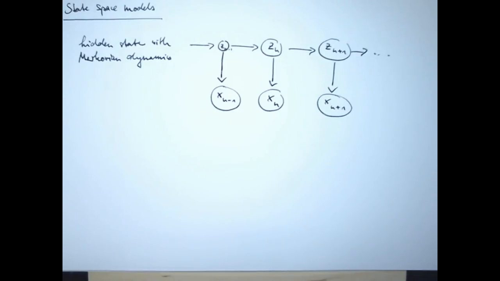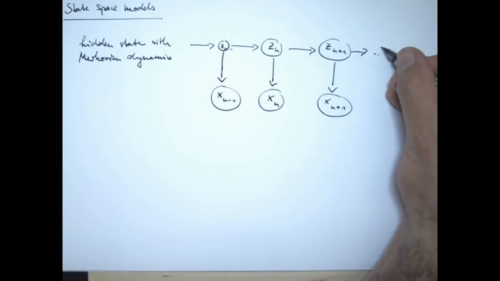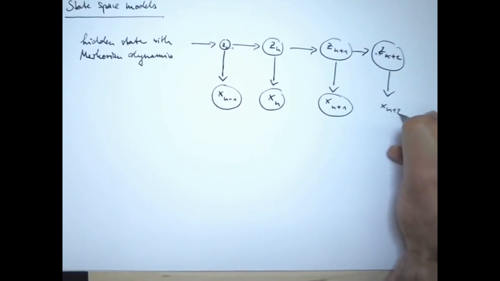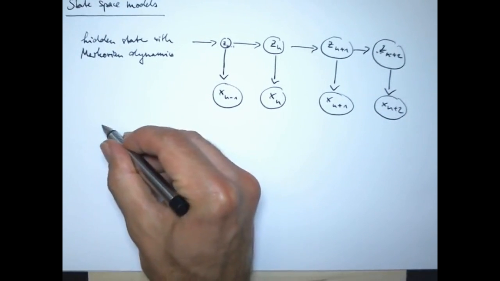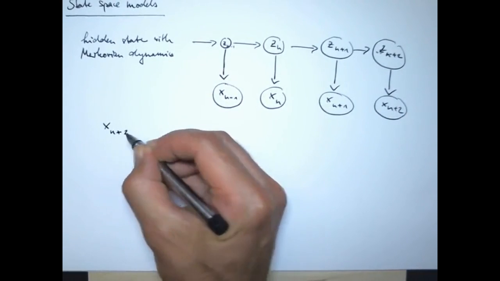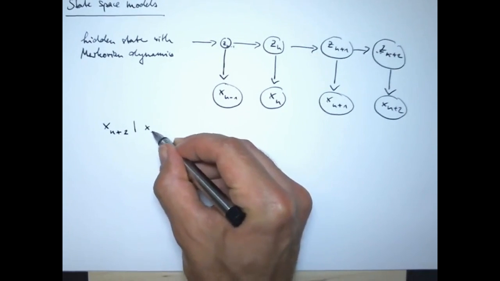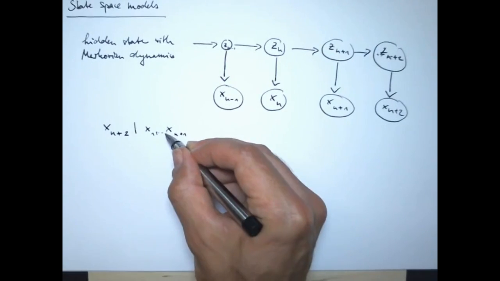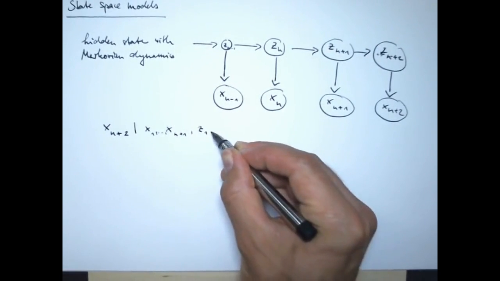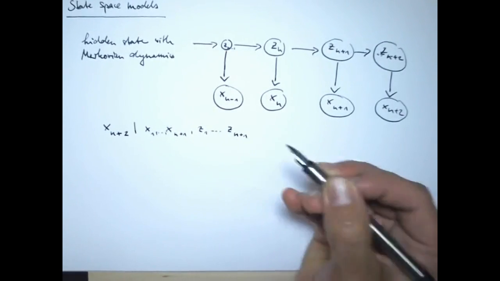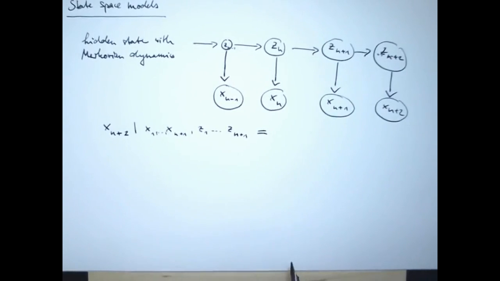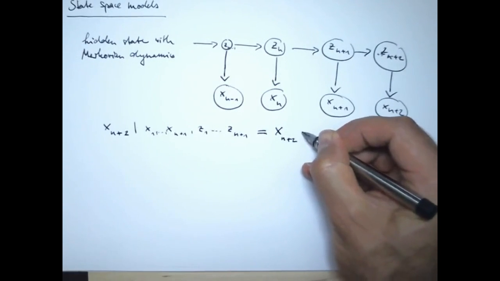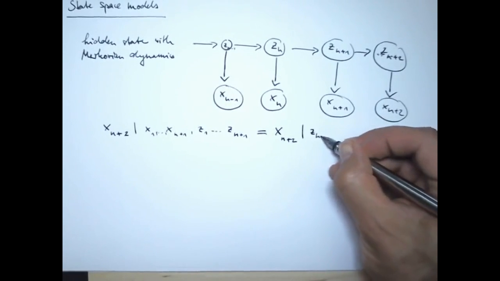So let's say that I want to stop at this point here. And I could say that x n plus 2, given everything else, so from the very beginning up to x n plus 1, and the dependence on all the hidden states, that most of these dependencies can be cast away, and this is the same as xn plus 2 conditioned on zn plus 2.